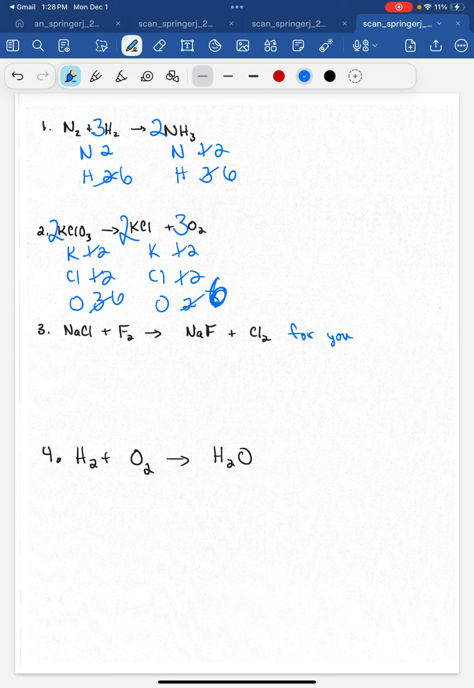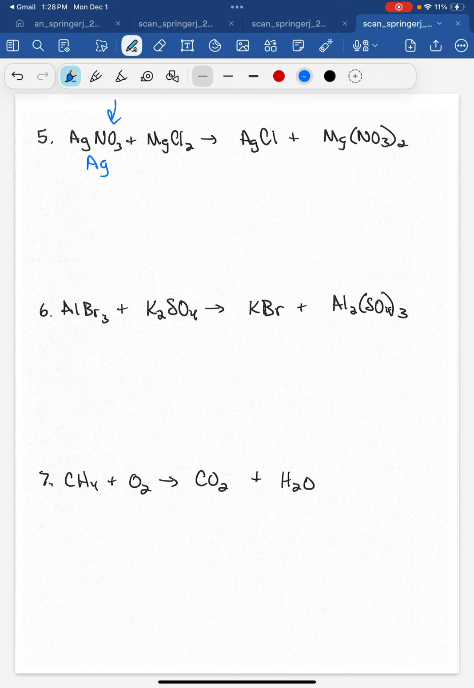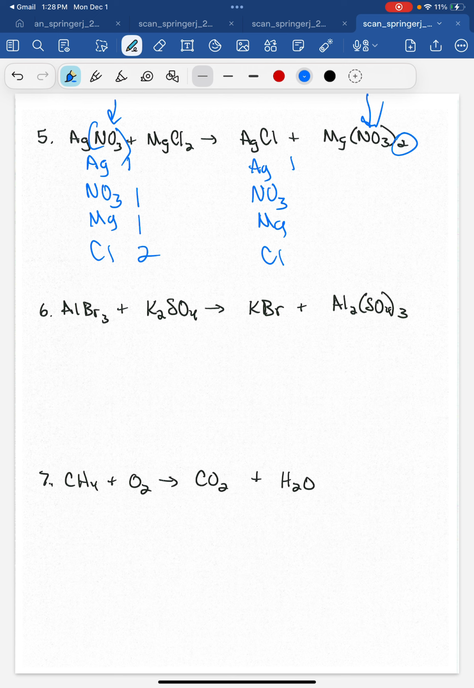I've got Ag. Notice I've got nitrate on both sides and no N anywhere else, so I can just leave that as nitrate. And I've got 1 Ag. I've got 1 NO3. Right, there's one of those. I've got 1 Mg, 2 Cl's. I've got an Ag. I've got 2 NO3's. I've got an Mg. I've got a Cl. So I'm going to need 2 chlorines, if nothing else. So I'll put a 2 there.